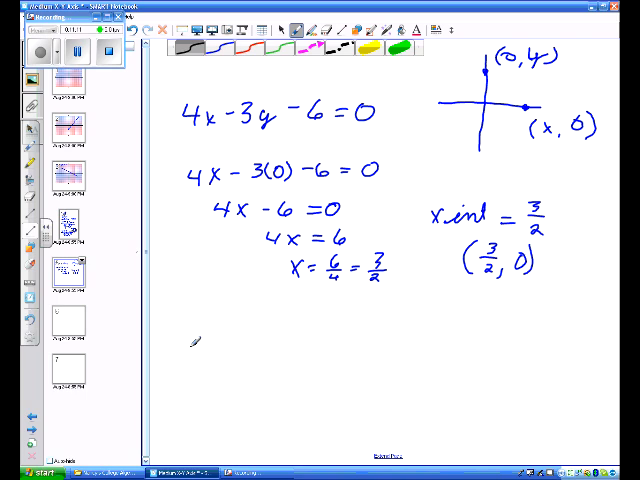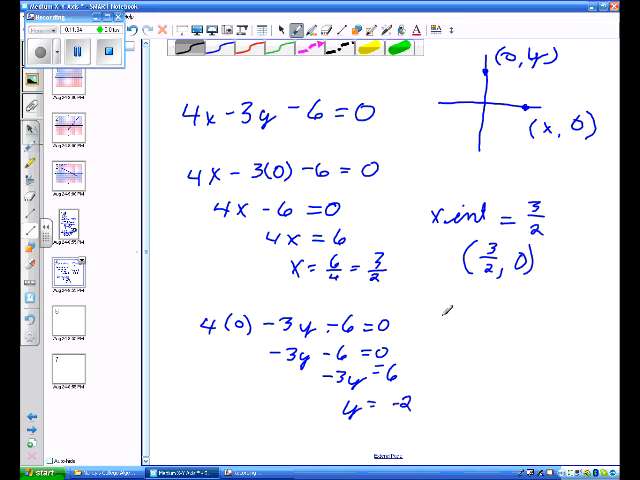To find our y-intercept, we substitute in 0 for x. So we'd have 4 times 0 minus 3y minus 6 equals 0. So negative 3y minus 6 equals 0. Adding 6 and dividing by negative 3, we get y is negative 2. So our y-intercept is negative 2, or we can write it as an ordered pair, 0, negative 2. You don't have to write it both ways. I'm just writing it both ways so that you know the two acceptable ways. You don't want to leave it y equals negative 2.